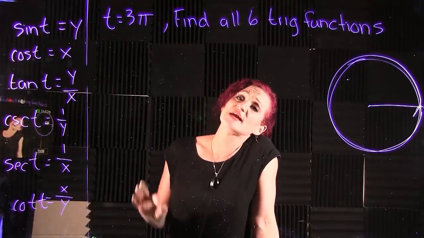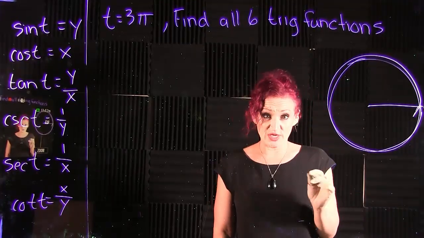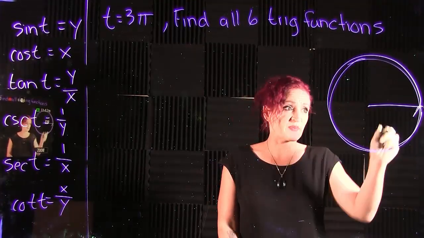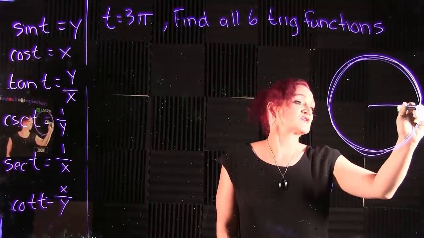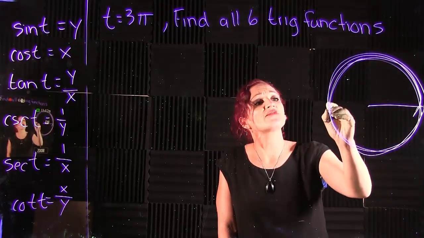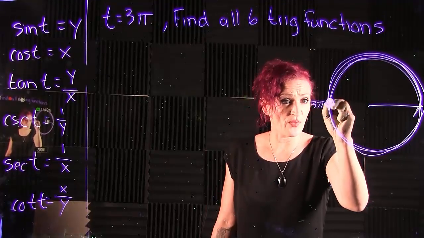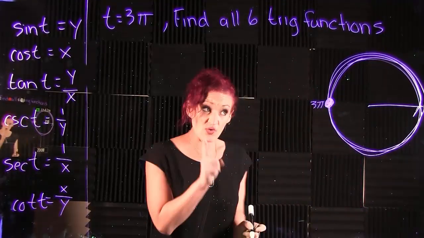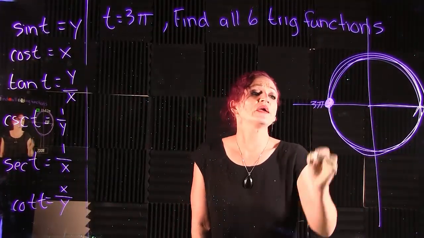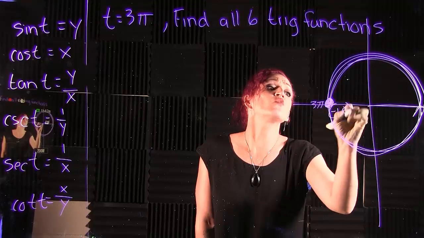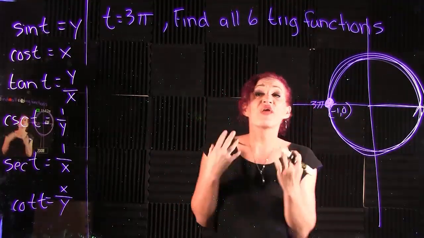We are given that we have 3 pi. Each half rotation, a semicircle, is pi. So if I go here and do half a circle, that is 1 pi. Another half circle is 2 pi. Another half circle over here would be 3 pi. This is the point that they want us to focus on. On a unit circle, this point is -1, 0. That's what we need to know.